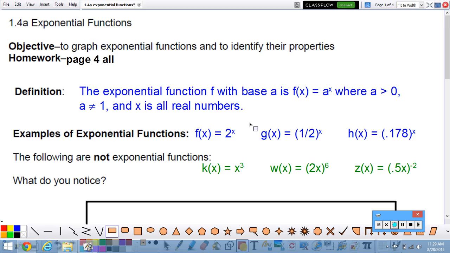So I want everyone to write down the definition: an exponential function is a function whose base is a, where a is greater than 0, a is not 1, and x could be all real numbers. And go ahead and write down these examples of exponential functions and things that are not exponential functions. After you write those down, think about what you notice about things that are or are not exponential functions.